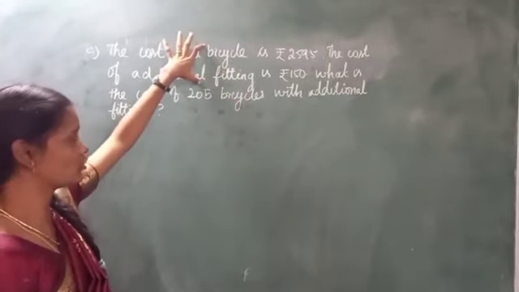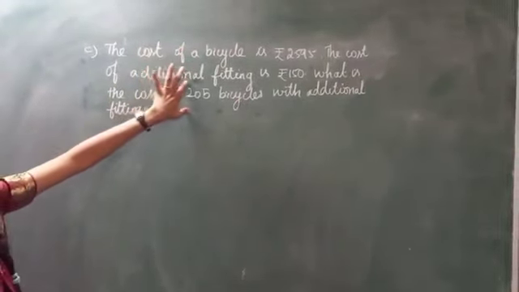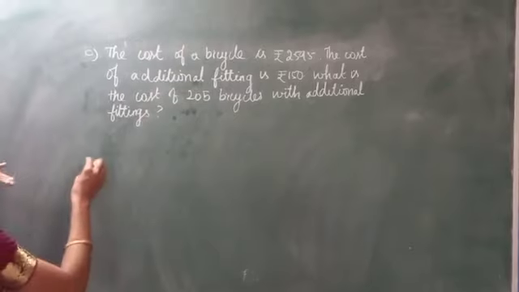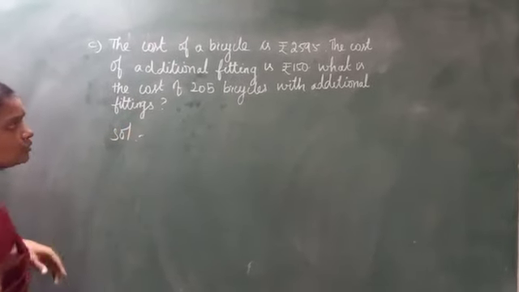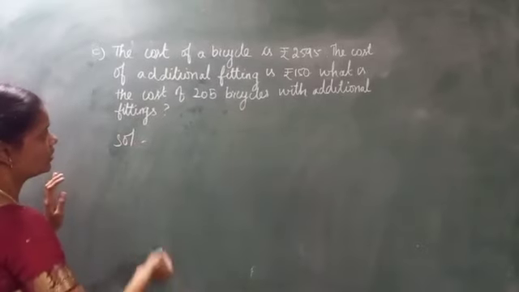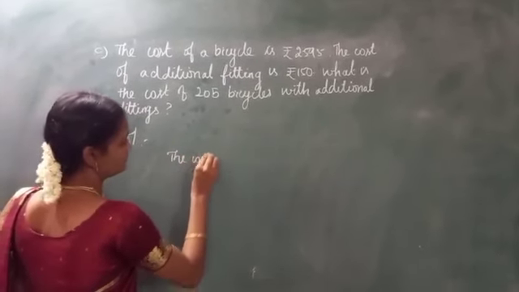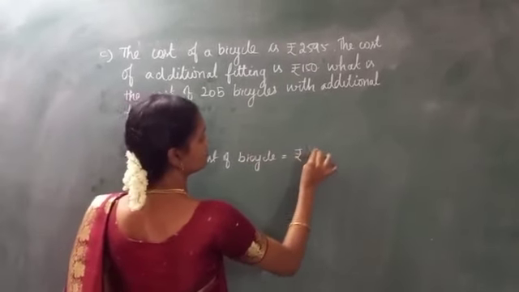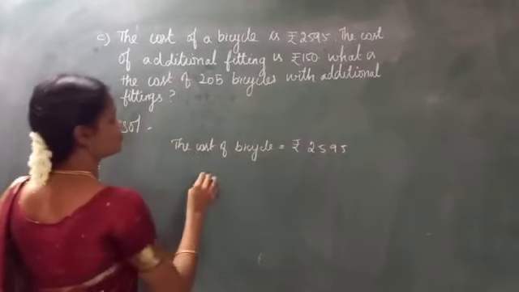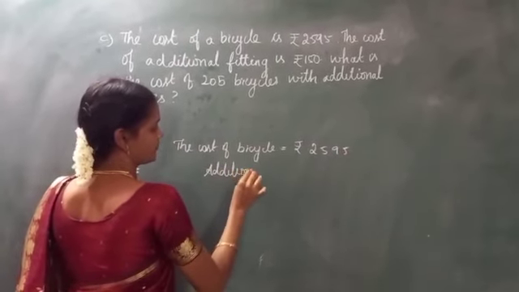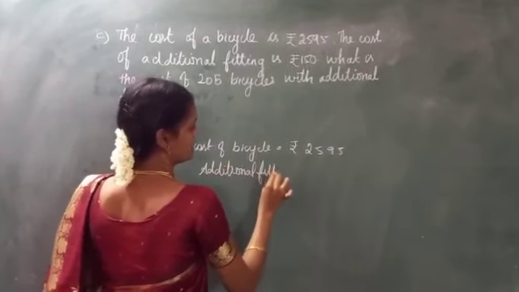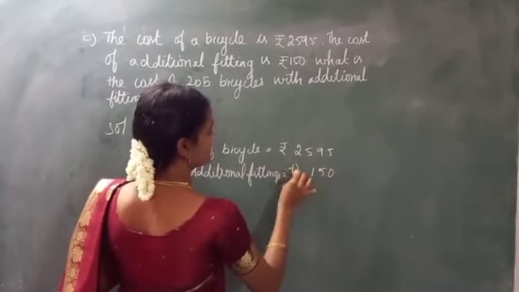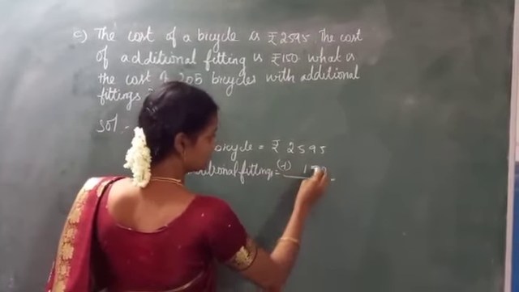Okay? Here they have given the cost of only one bicycle. We are going to find the cost of 205 bicycles. So when the amount increases, what are we going to do? We are going to do multiplication. Before that, first we are going to do addition to find the total cost of a bicycle. The cost of the bicycle is equal to 2,595. Additional fitting is equal to rupees 150. First we are going to add these two to find the total cost.